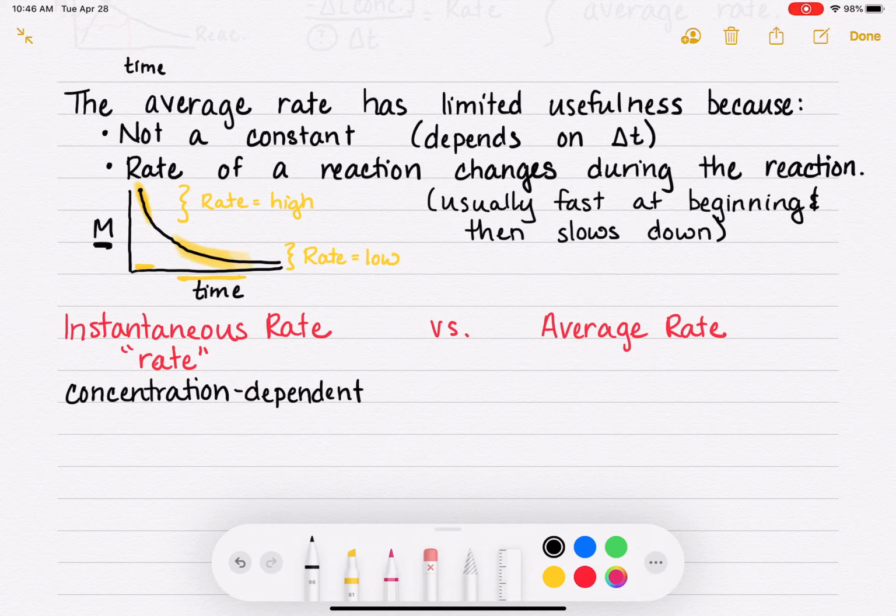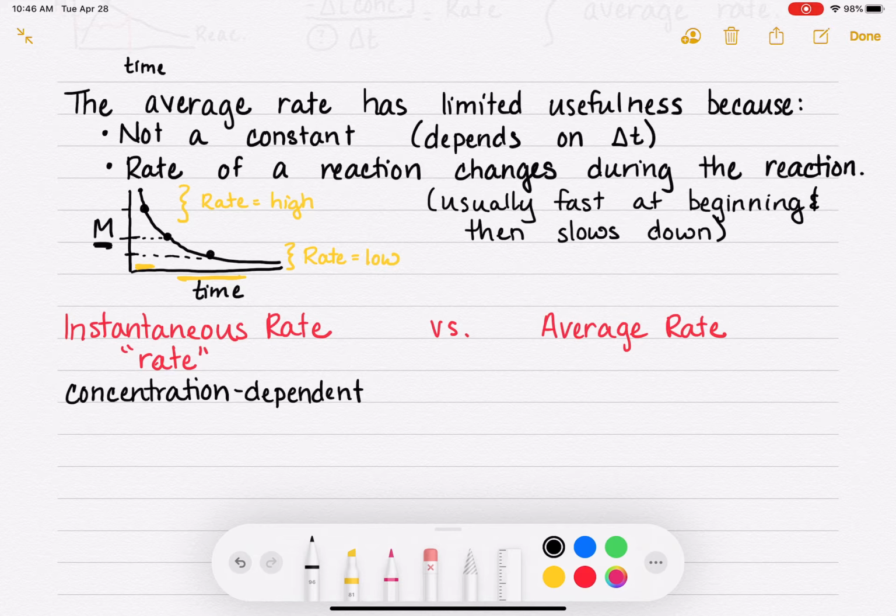So when we're calculating the instantaneous rate, let me go back up to this graph right here. We would say, what is the rate of the reaction at this instant? Or what is the rate at this instant? And those rates are dependent on the concentration at those particular times.